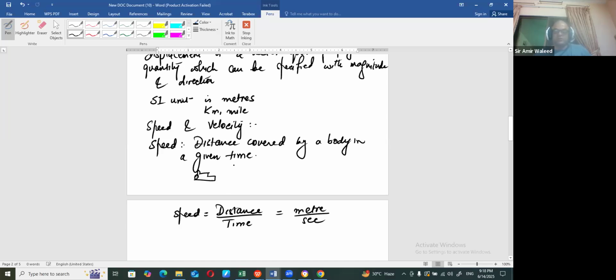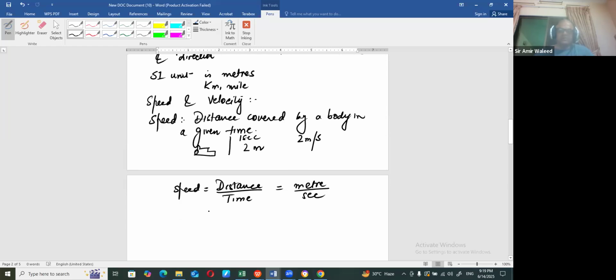Now, let's talk about it. Let's suppose this car is traveling. In 1 second, it covers a distance of 2 meters, let's suppose. So the speed will be 2 meters per second, right? So distance covered by the body in given time is called speed. And the SI unit is meter per second.